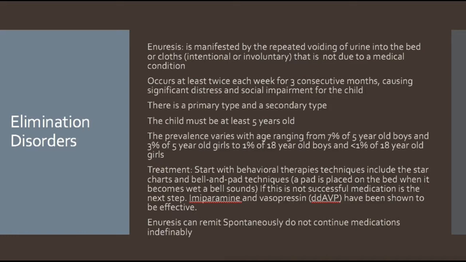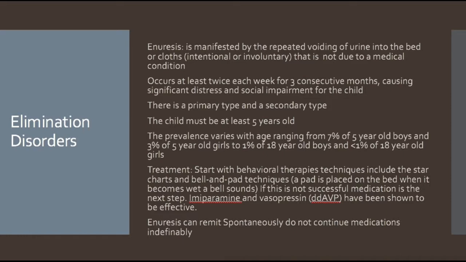It occurs at least twice a week for 3 consecutive months. That's the key point. You want to remember the timelines. Those tend to be the very testable points on any of these disorders, is the timeline. So remember, it occurs at least twice each week for 3 consecutive months, and it causes significant distress, social impairment. Again, primary and secondary. Primary, the child was never toilet trained. Secondary, the child was toilet trained and regressed.